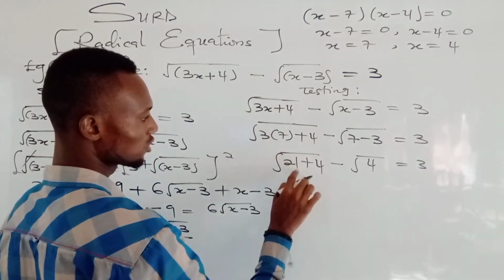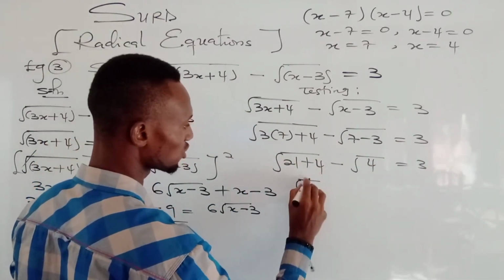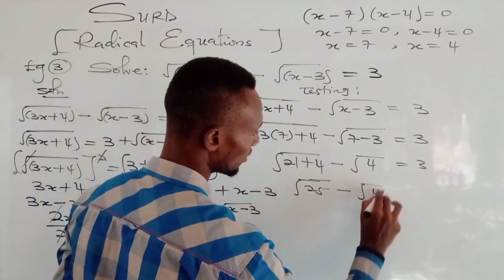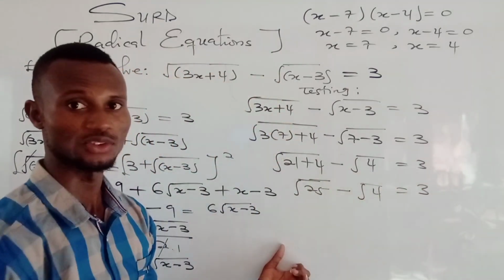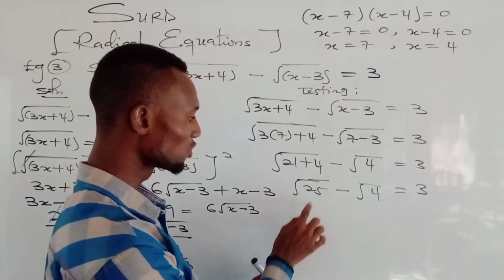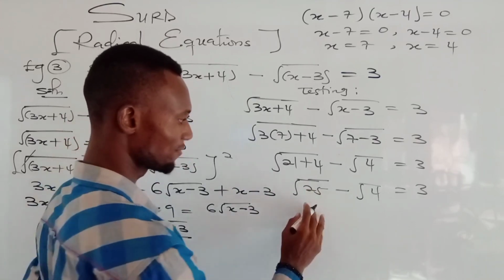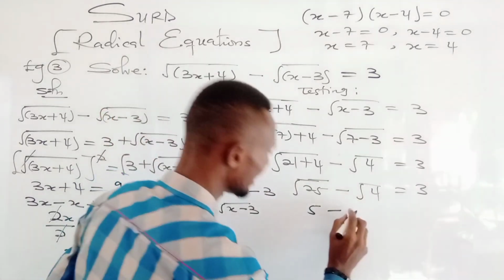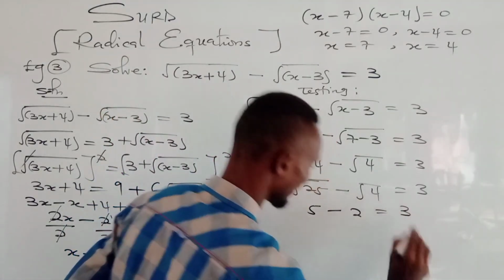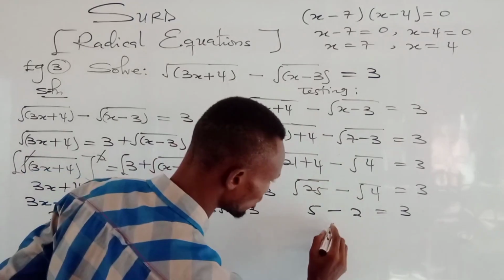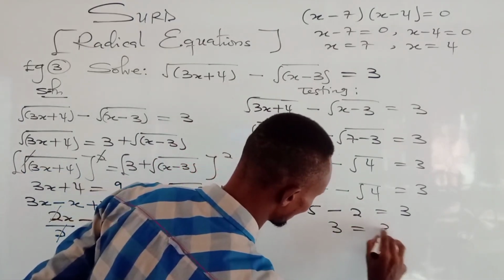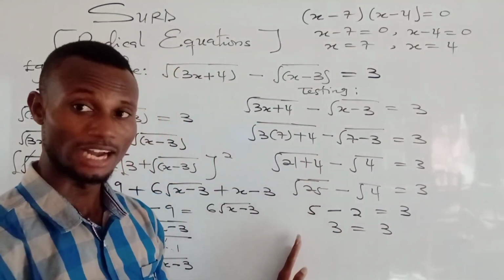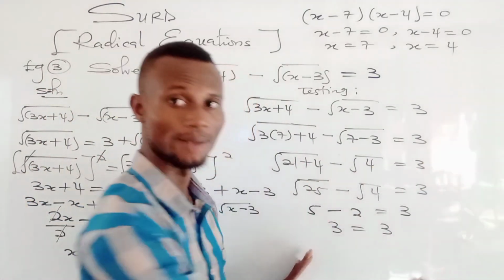Now, the square root of 21 plus 4, we are going to get the square root of 25, minus the square root of 4, should give us 3. I hope you agree with me up to this point. So now, the square root of 25 gives 5. I'm going to write my 5 here. Minus the square root of 4, which gives 2, should give us 3. So 5 minus 2 gives 3, which equals 3. You can see that we are having a value at the left hand side which is the same value as the right hand side.